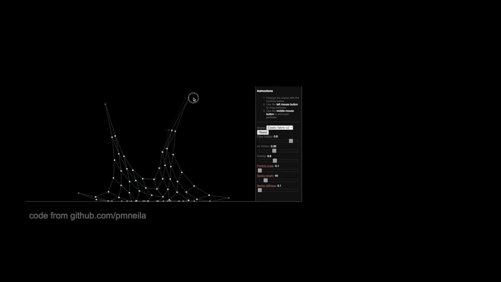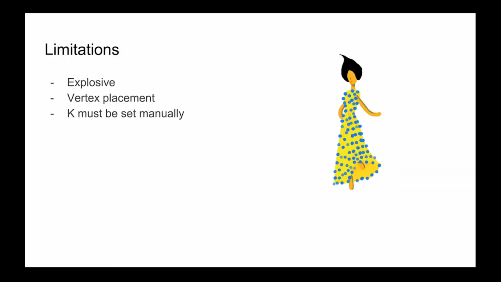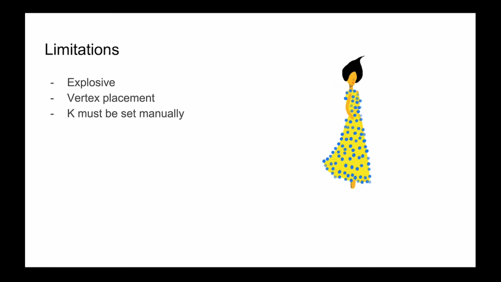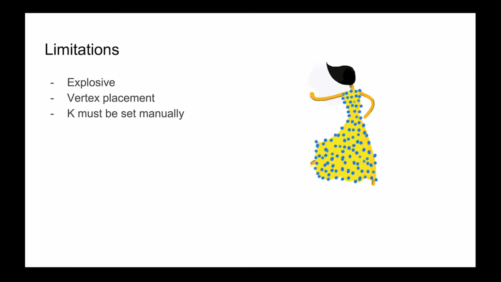While this model helps simplify cloth simulations, its main faults are the explosivity and the fact that k must be set manually. Getting it right is difficult. Now, let's talk about integrators for cloth movement, which help actually animate the cloth simulation.